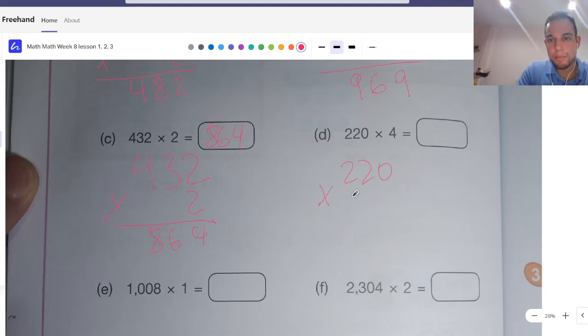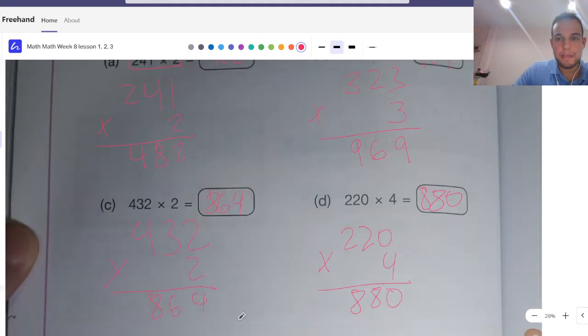Then we got D. 220 times 4. 4 times 0 is 0. 4 times 2 is 8. 4 times 2 is 8. Our answer is 880.